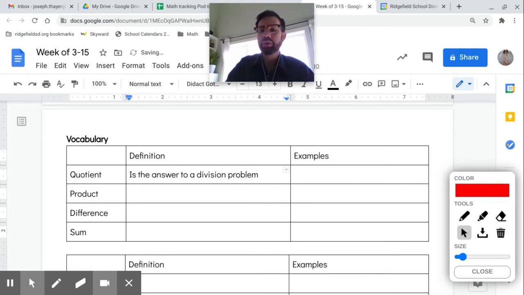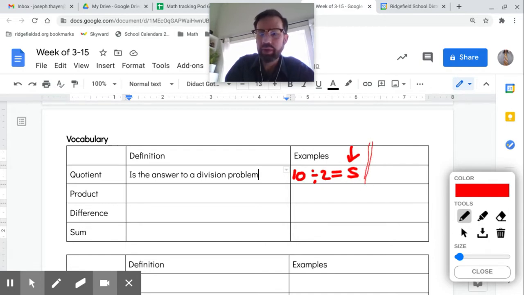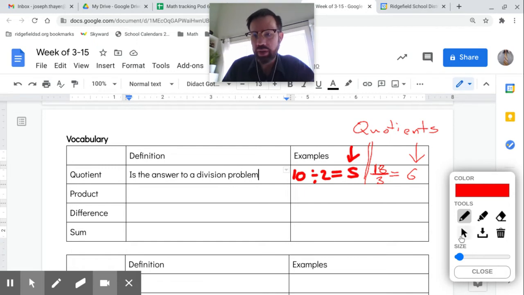So when we're talking about quotients, let me give you some examples. 10 divided by 2 equals 5. 5 is a quotient. 5 is the quotient there. And if we think about 18 divided by 3, 6 is the quotient there. So these are my quotients. These are my answers to division problems. Quotients.